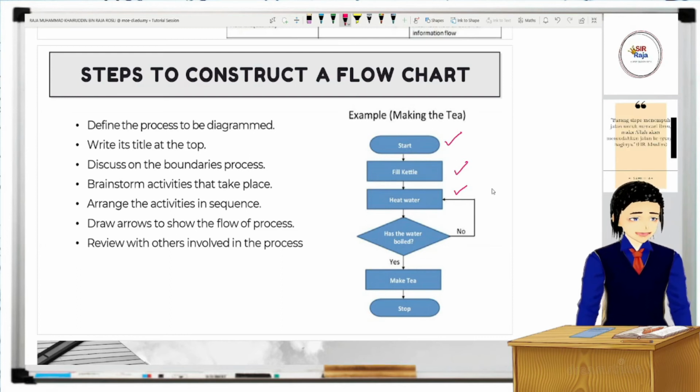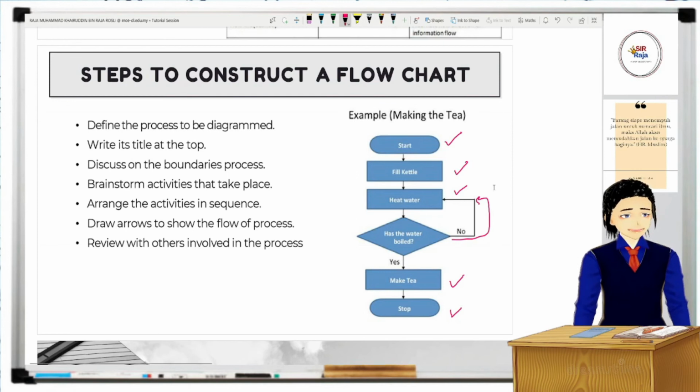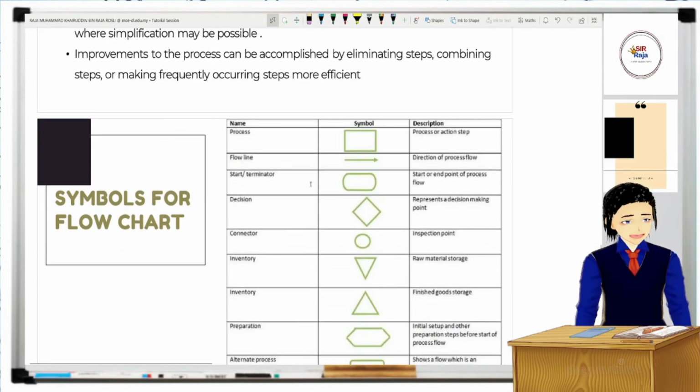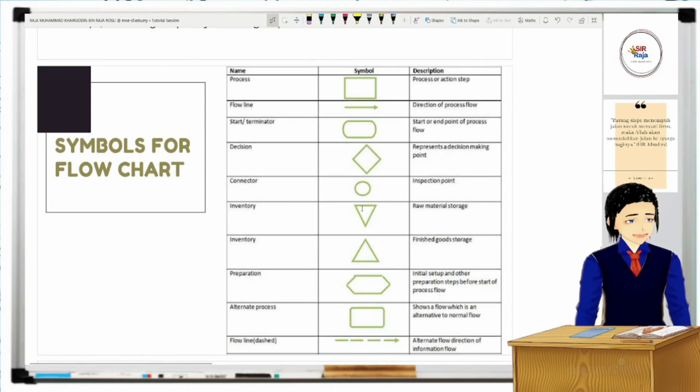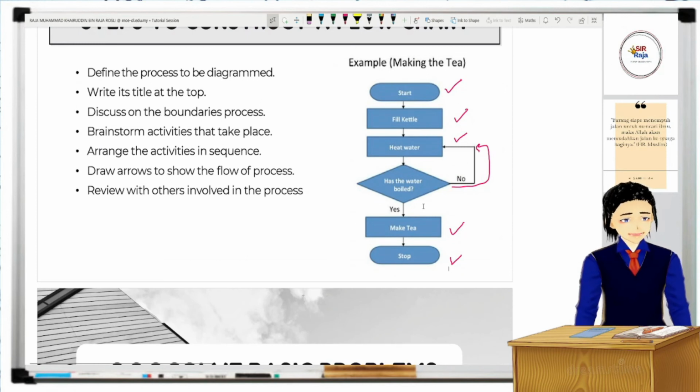And then now we have a diamond shape here, so must be ada decision. Decision dia adalah yes or no. So kalau no, you ulang balik kat sini. You ulang, ada iteration. Okay, kalau dah yes, you continue buat make tea. So process, and then stop. Start dengan stop masih menggunakan terminator, maknanya penutup. Dia habiskan. Okay, masih gunakan shape ni. So here we have used all the basic shapes that we're going to use.